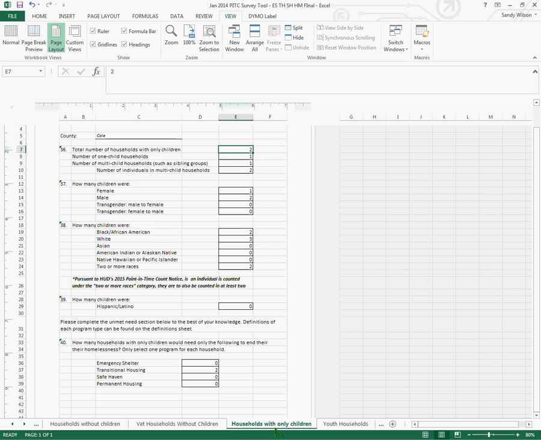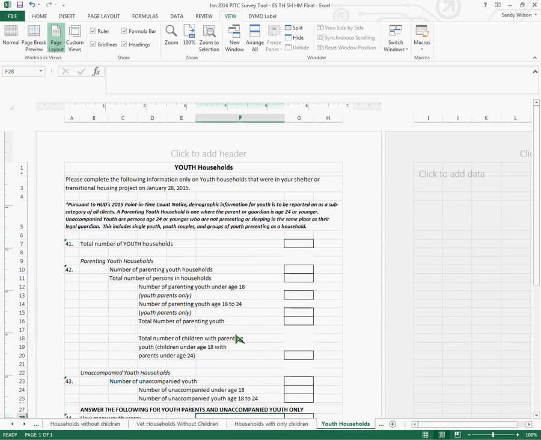Now, obviously, we do not have a subcategory of veterans for households with only children. By definition, a veteran cannot be a child. However, our next subcategory is youth households. Youth households is a subcategory of all three types of households as defined by HUD. So we're going to try to walk through this a little slower to really look at how we identify these households. There are two different types of youth households.